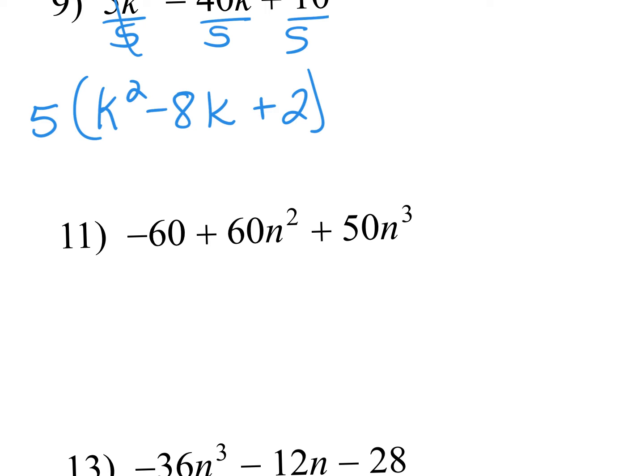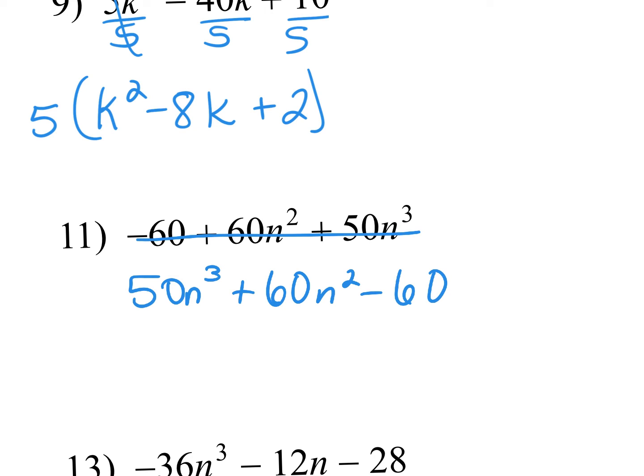What do you guys notice about this one? Okay, it leads with a negative. Could I rewrite this? How could I rewrite it? I could rewrite it in standard form: 50n cubed plus 60n squared minus 60.